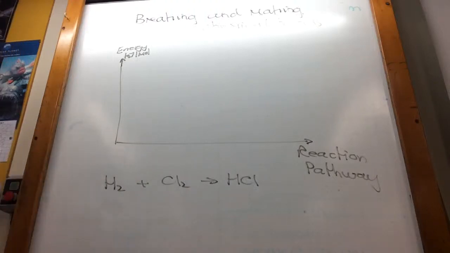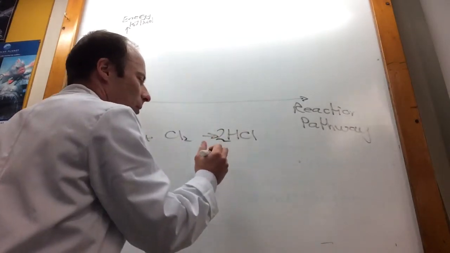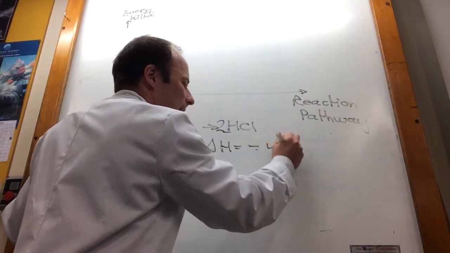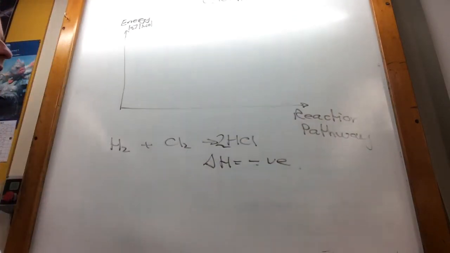Right, so we're going to think now. This is an exothermic reaction. Hydrogen plus chlorine giving me 2 HCl. Delta H for that is negative. It's an exothermic reaction. Why is that an exothermic reaction?